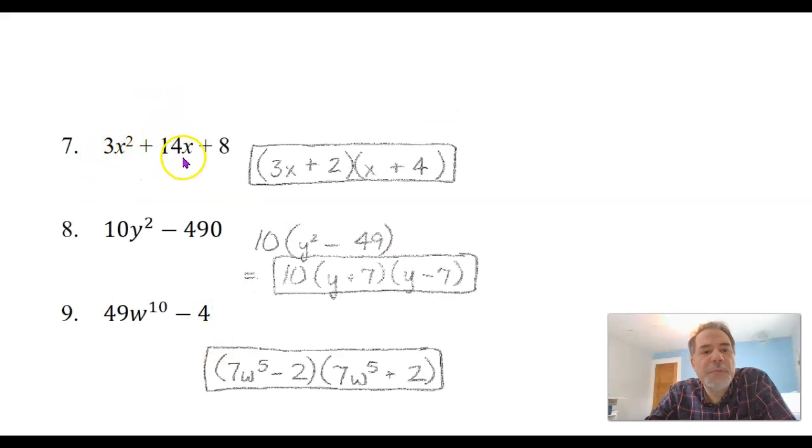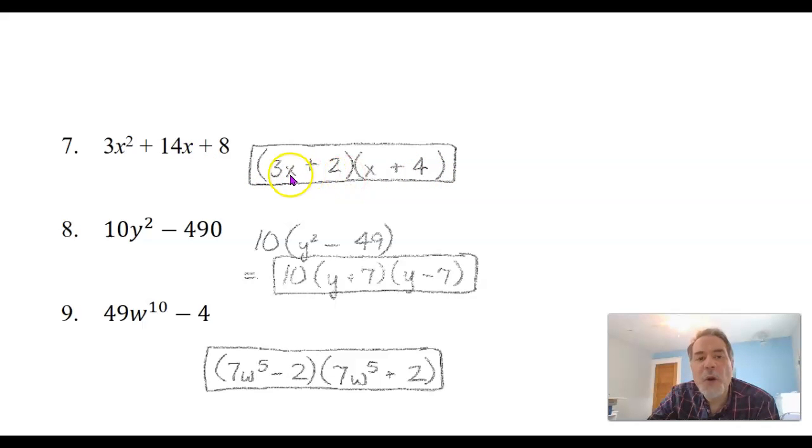Number 7, 3x squared plus 14x plus 8. Now here there is no greatest common factor that we can pull out, but we can still break it up into a product of two binomials. We can write two things that when you FOIL them together, you end up with 3x squared plus 14x plus 8. They have to start with a 3x times an x to get 3x squared. They have to end with numbers that multiply to 8, either a 2 and a 4 or an 8 and a 1, and the outside and the inside have to add up to 14x.